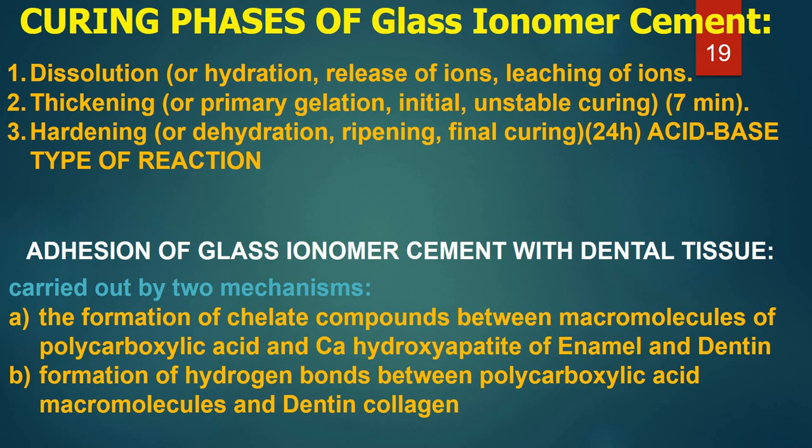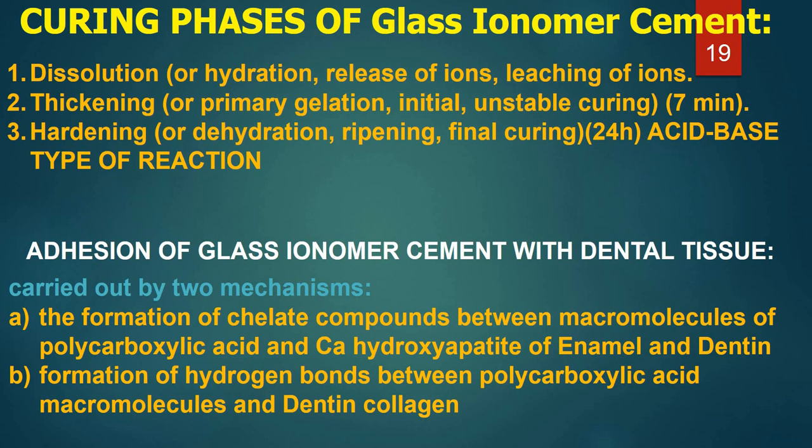Curing phases of glass ionomer cement: dissolution or hydration, release of ions, leaching of ions, thickening or primary gelation, initial unstable curing in 7 minutes, hardening or dehydration, final curing in 24 hours. It is an acid-base type of reaction.